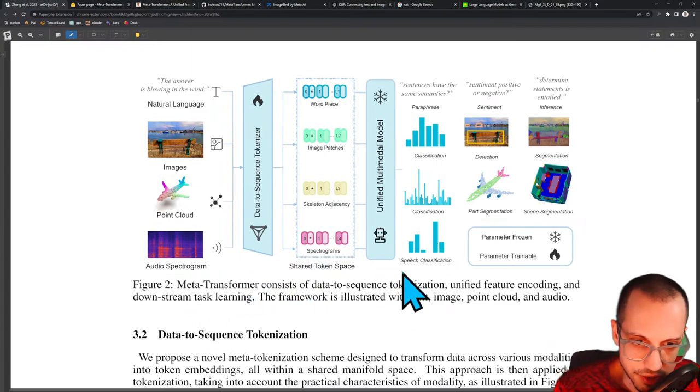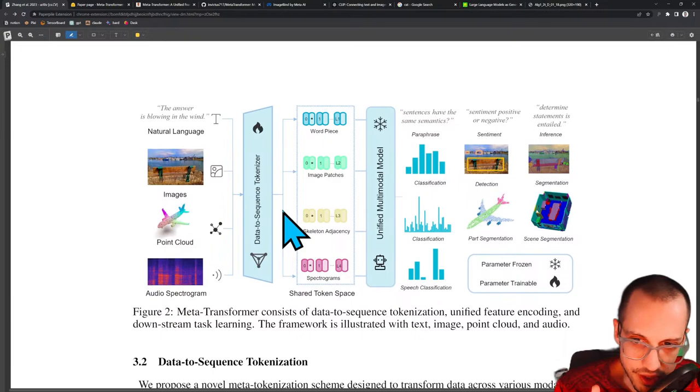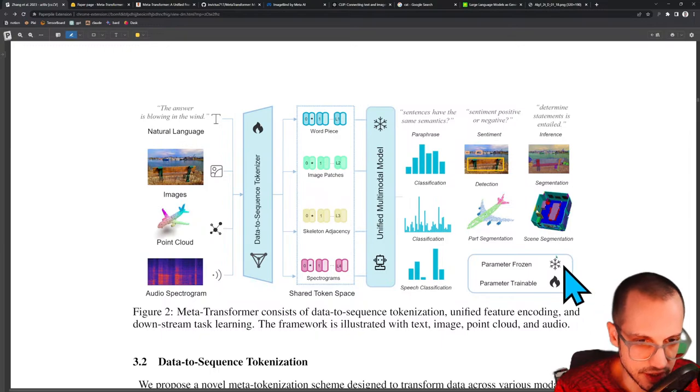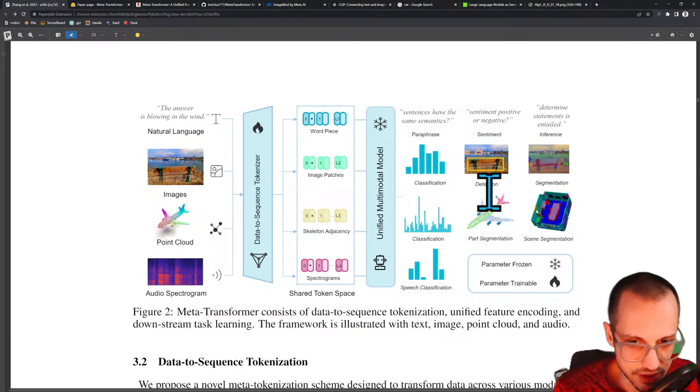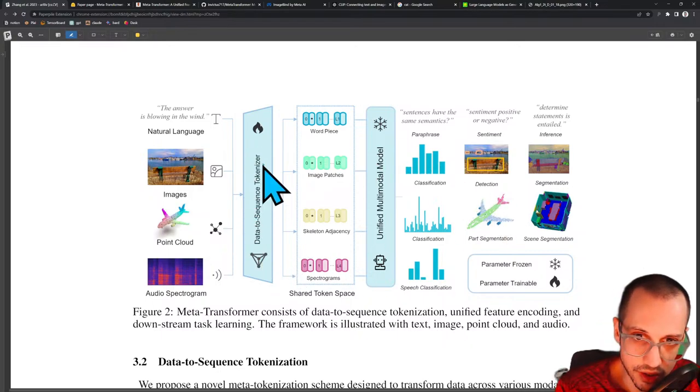MetaTransformer consists of data-to-sequence tokenization, unified feature encoding, and downstream task learning. Okay, so I think I kind of understand what they're doing here. It seems like basically they have a ton of different data from different tasks. They have image classification data, they have point cloud segmentation data, and for every single point cloud there's some corresponding y, which is the label, the actual segmentation. And then they're just going to literally push all of the gradients from all of those tasks into the same tokenizer here.